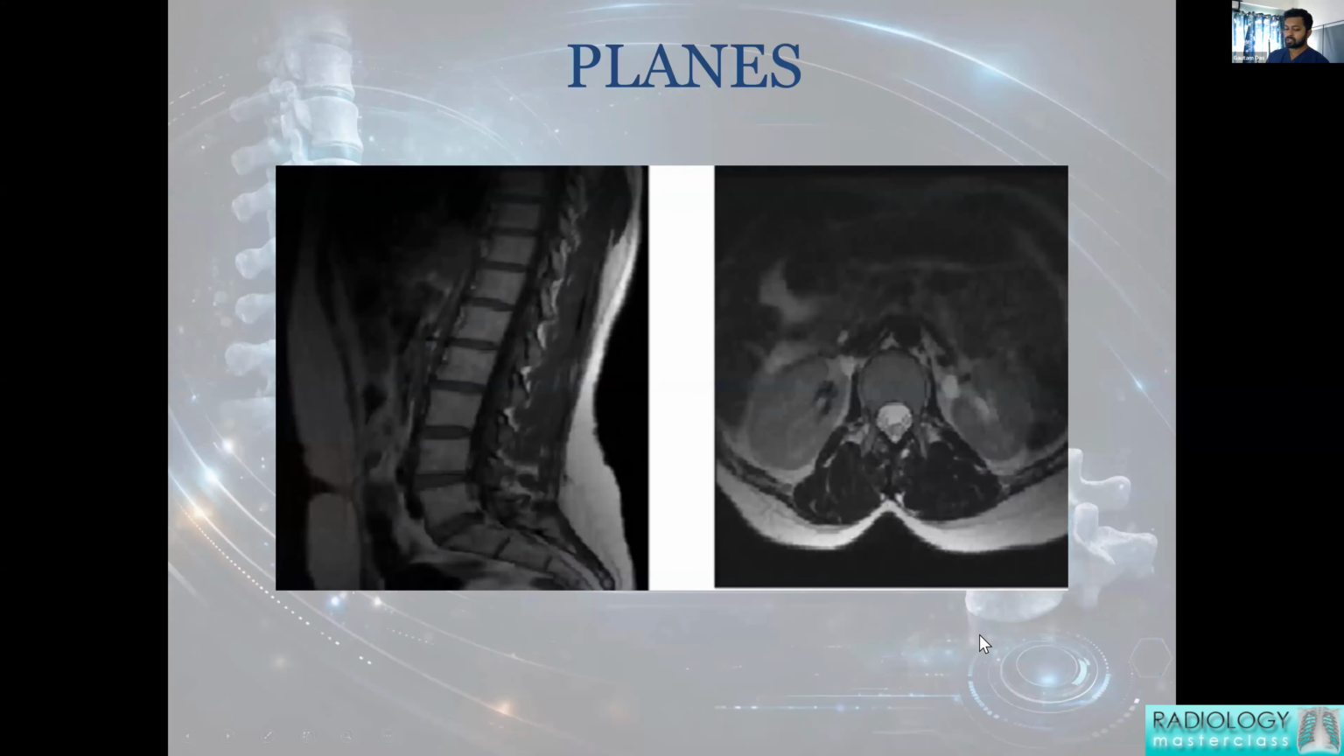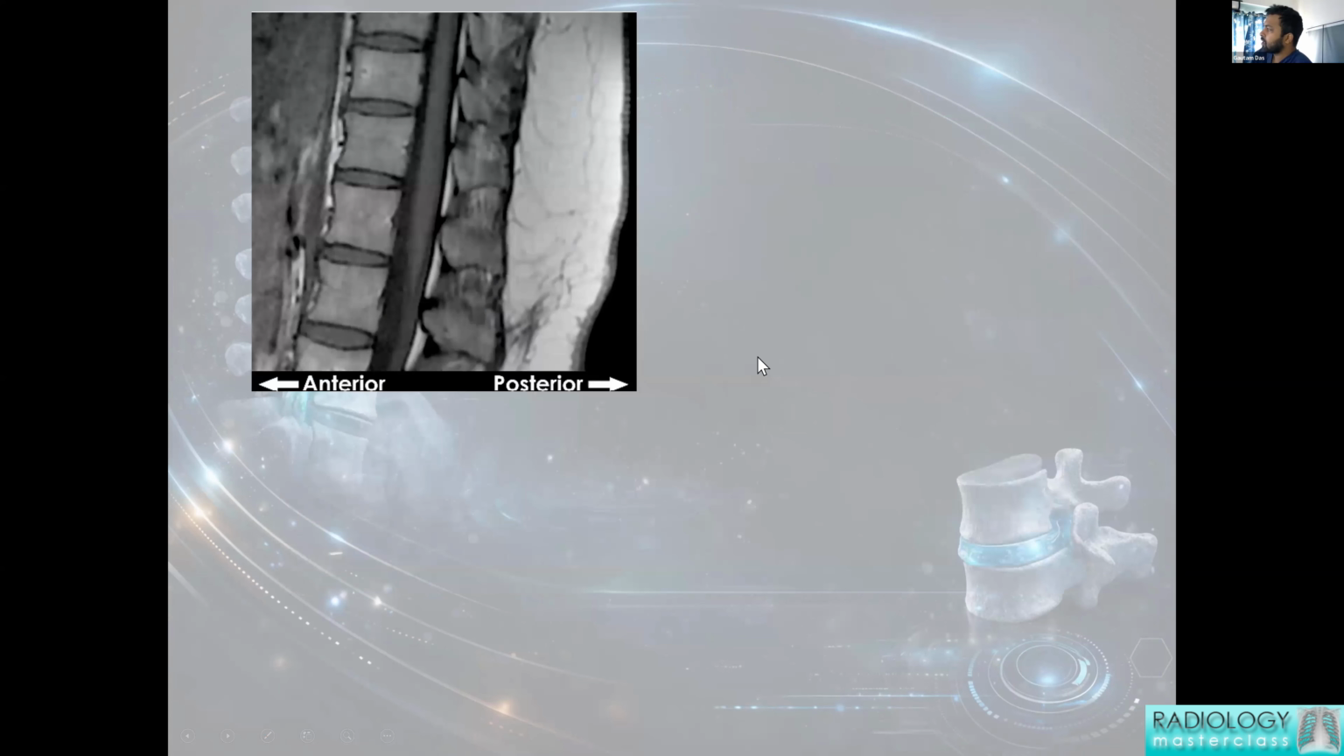First, we will see how the different planes look. Left side is the sagittal plane and right side is the axial plane, which we commonly use in the LS spine. And now we will come to the sequence, whether it's T1 or T2.